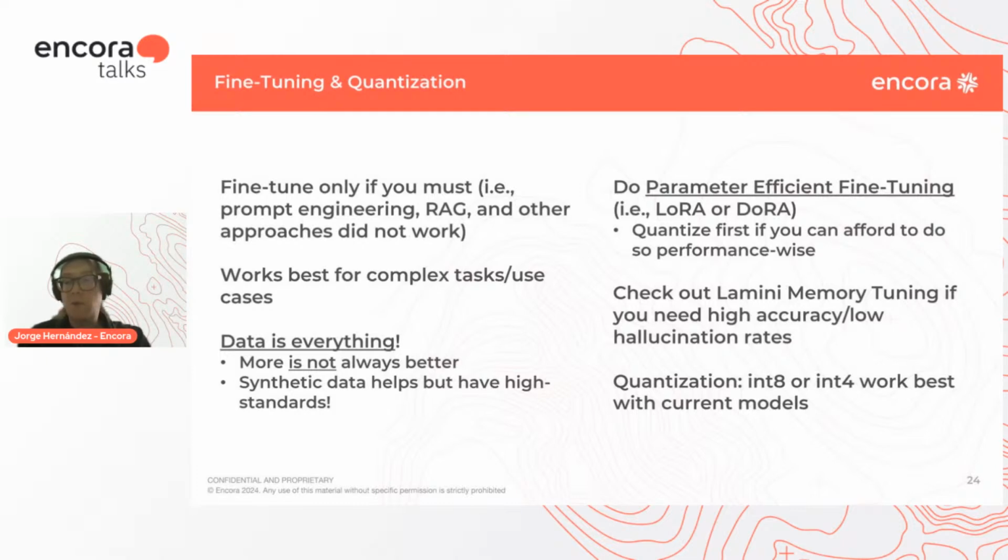And if you need even more lift, particularly around accuracy and hallucination rates, you can go to Lamini and do Lamini memory tuning. And of course, for quantization, I suggest int 8 or int 4. Going lower will probably not be that easy. Yes, it's much cheaper, but it does hit you enough in performance that you really have to start thinking seriously hard about the trade-offs between performance and cost and memory use and all that. So that is something that you need to be aware of.